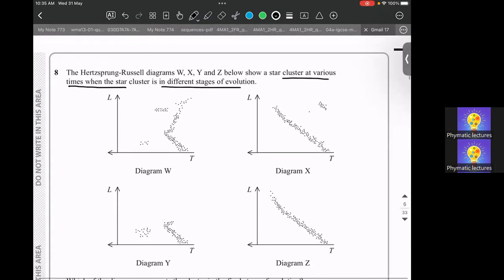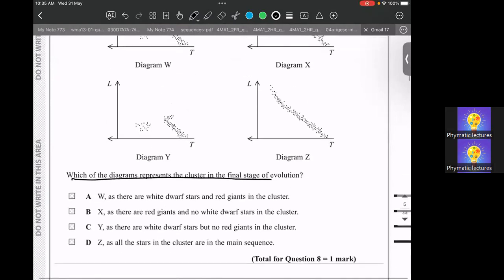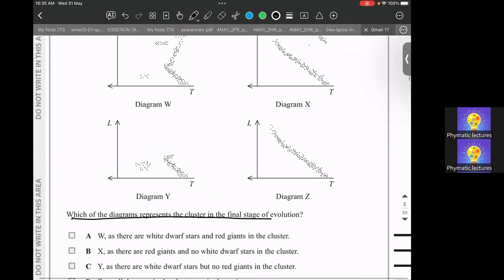See the options. Option A, W. What is the meaning of W? In this diagram, there are white dwarfs and red giants in the cluster.